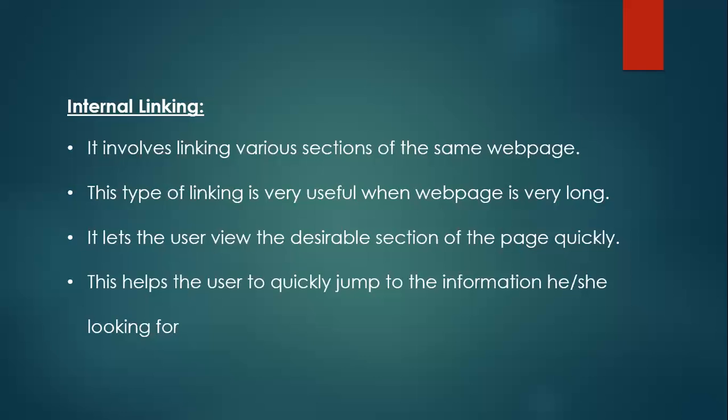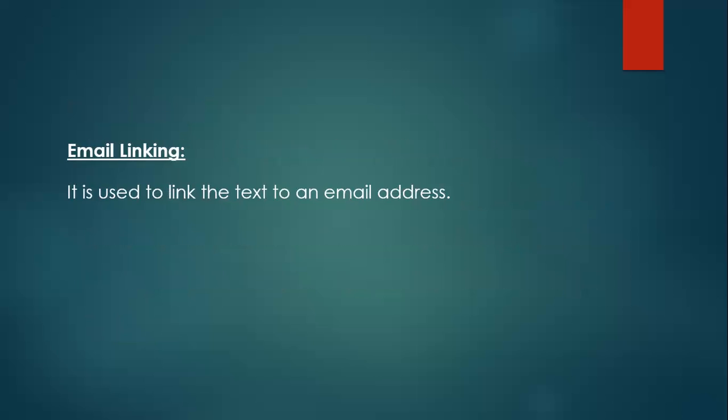Now students, the last type of linking is email linking. In email linking, what happens? We simply link the text to an email address. As you must have seen on some web pages, for more information, there is a Contact us text with an email address. Contact us means what? As you click on that text, the email box opens where you can compose the mail.